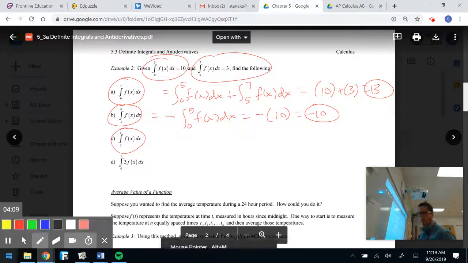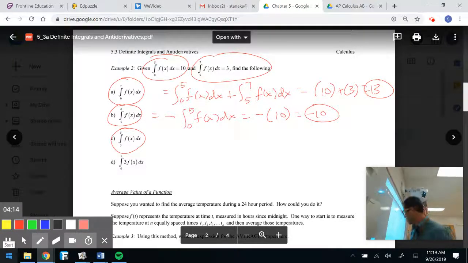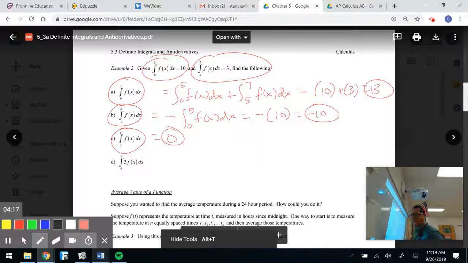Well, this one means I'm going to travel from 5 to 5. How the heck are you going to go from 5 to 5? You can't. You don't go anywhere. So what's your area? It is 0, right?